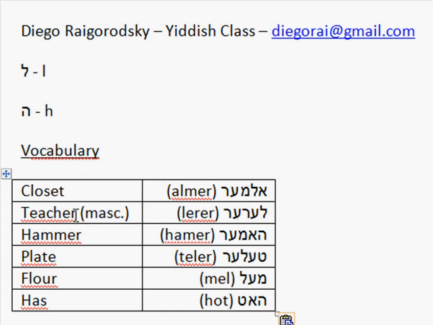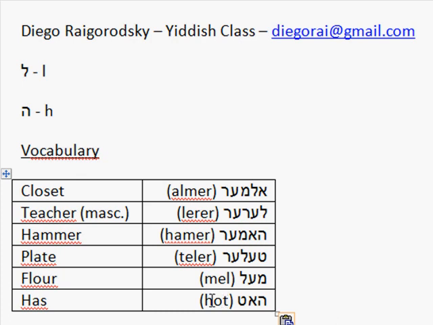"Lehrer" is the teacher. Well, here we have an easy one. "Hammer" is hammer. But pay attention that you say it with the H sound here. Then we have "teller". It's close to "letter", right? But here "teller" is the plate. "Teller" is a plate. "Mel" is flour. "Mel" is flour. Pay attention to the sound of L. "Mel". And our second verb that we are going to see, "hot".